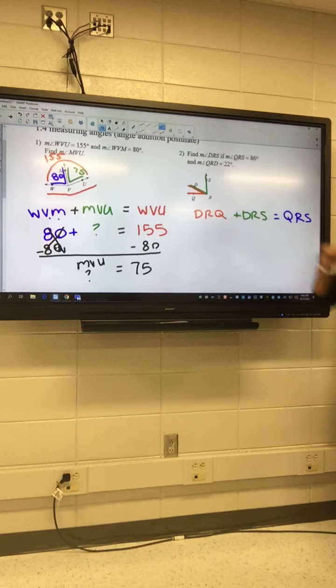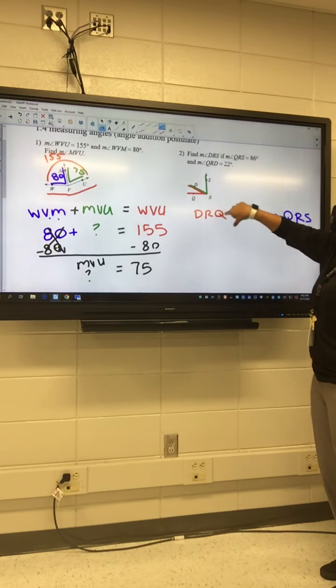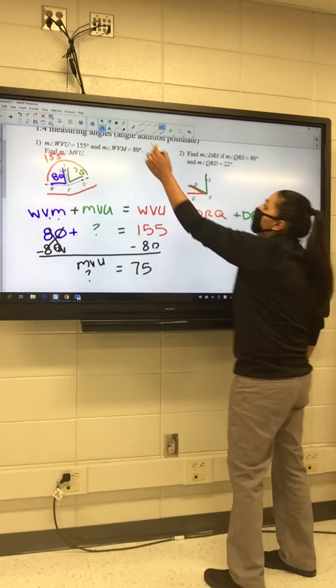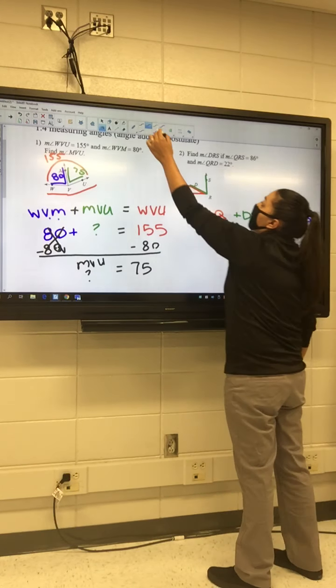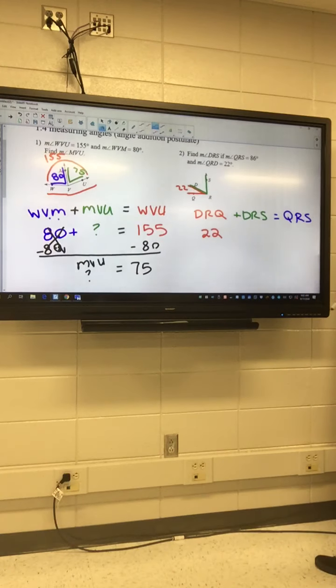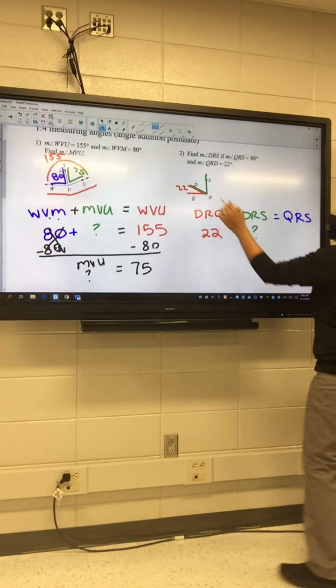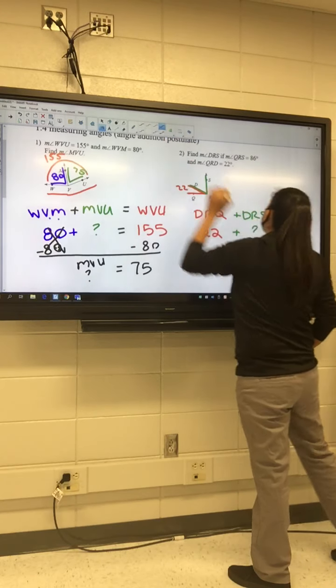Okay, so do we know what DRQ is? Nope. QRD. Yeah, we do, kind of. I just labeled it backwards. So our little one is 22 degrees, so we can put a 22 down here. What about DRS? Do we know DRS? We don't know DRS. Okay, what about QRS? 86. 86, perfect.